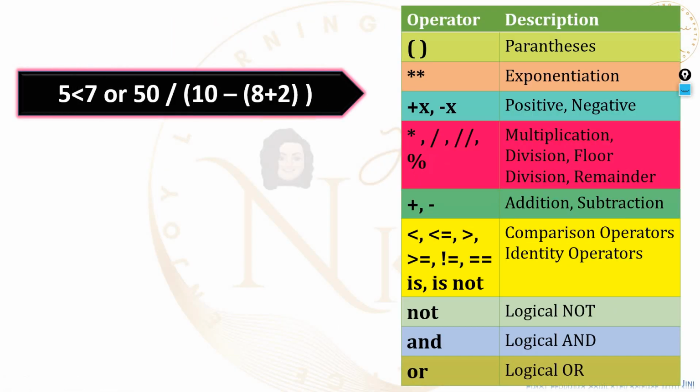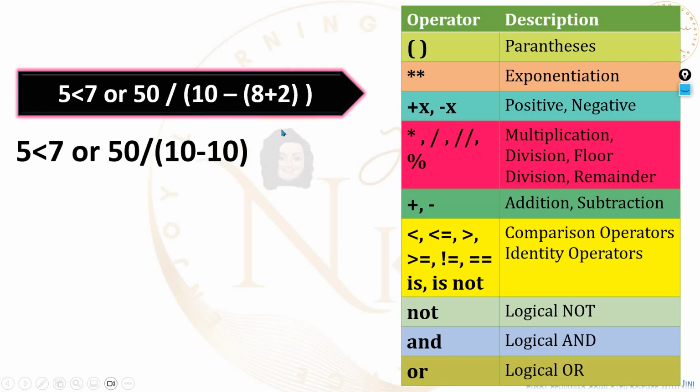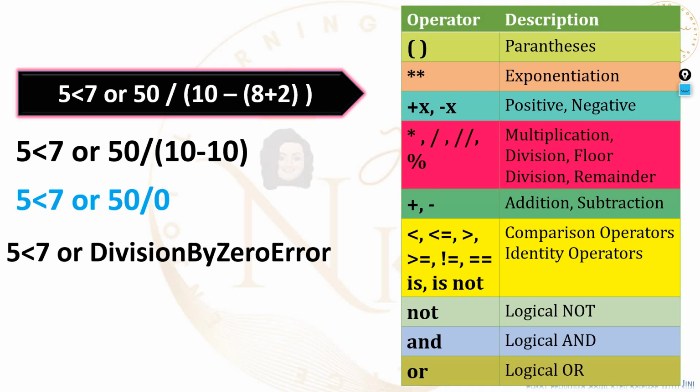Okay. Next question. 5 less than 7 or 50/10. So we have parenthesis. First the inner parenthesis has to be evaluated. What is 8 plus 10? Then the next parenthesis, 10 minus 10, which is 0. So when you divide a number by 0, you get an error, right? You are getting a zero division error.